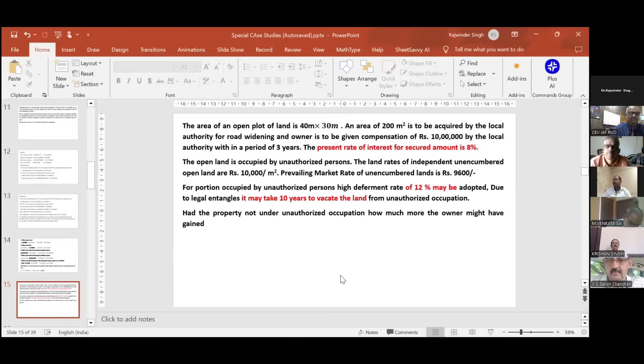Many times questions are... The syllabus is just for reference only. You may get many questions which are not directly related with the syllabus, but as a valuer you should know.